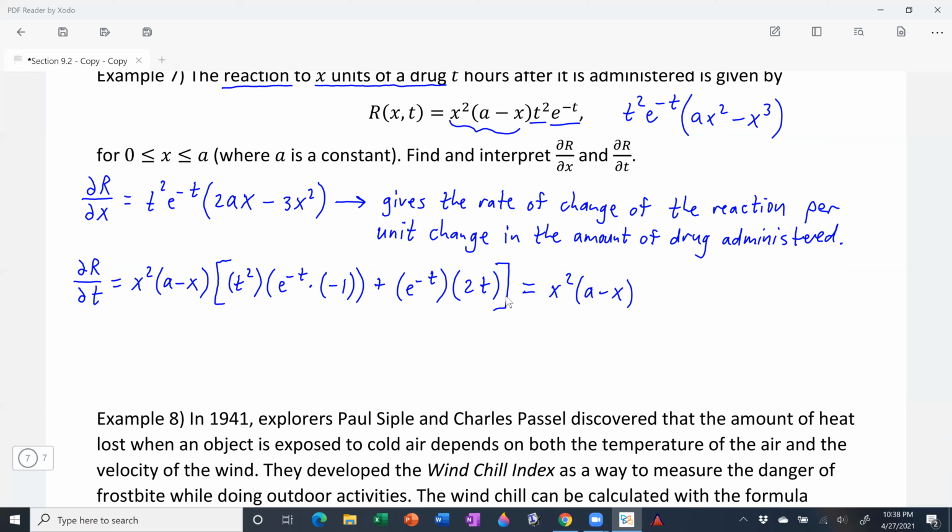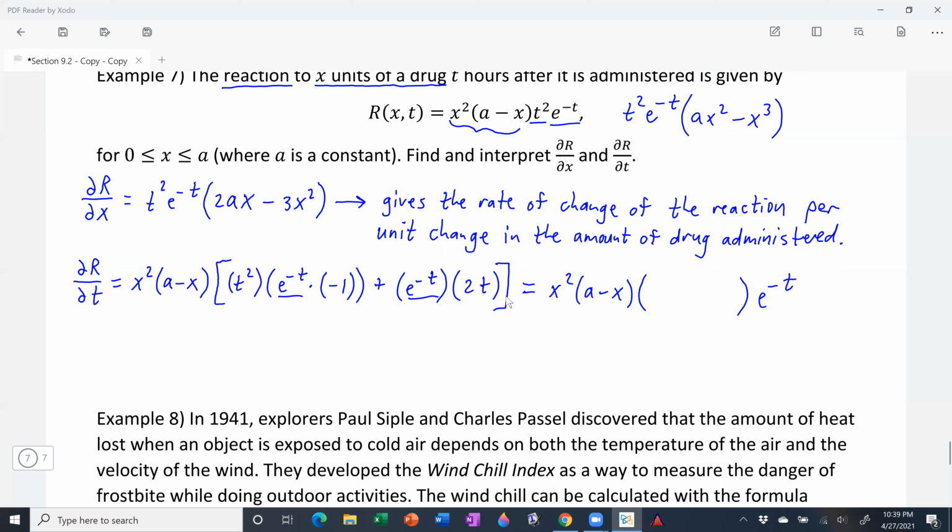And then looking on the inside here, well, I'm noticing that if we started trying to clean this up a little bit, there is an e to the negative t in both locations. And the original function had the e to the negative t factored out on the right-hand side. So, why not? Let's factor out that e to the negative t on the right-hand side. Okay, so then what's left in here? We would have this -1 times t squared, and we would have plus this 2 times t.